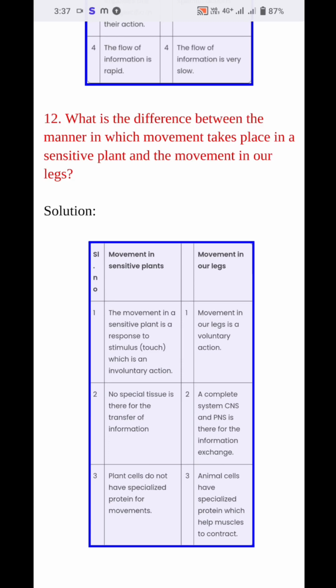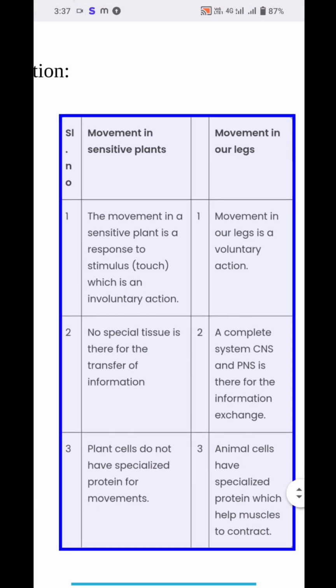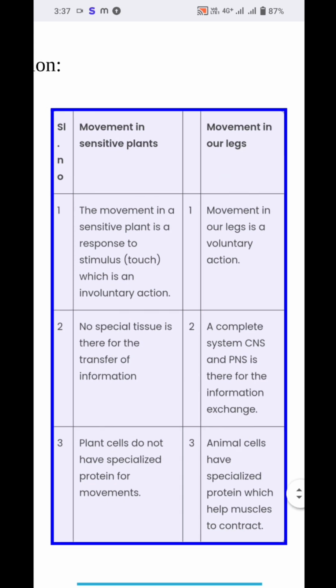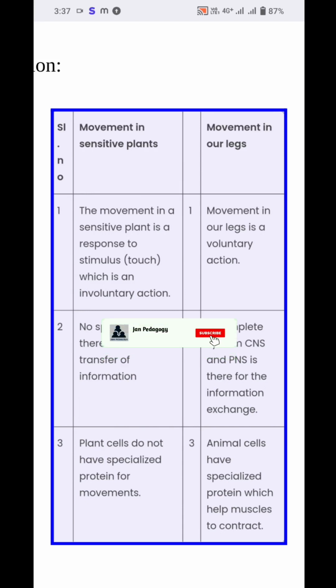Question number 12. What is the difference between the manner in which movement takes place in a sensitive plant and the movement in our legs? The movement in a sensitive plant is a response to a stimulus, that is touch, which is an involuntary action. Movement in our legs is a voluntary action.